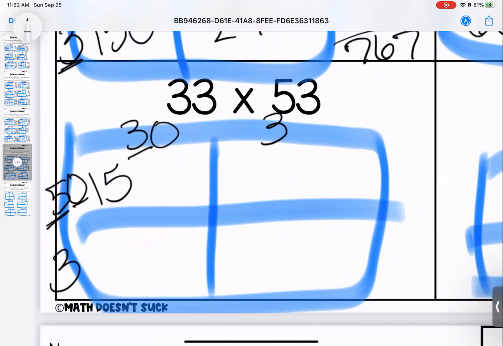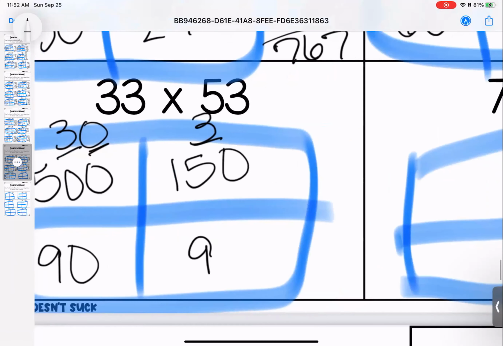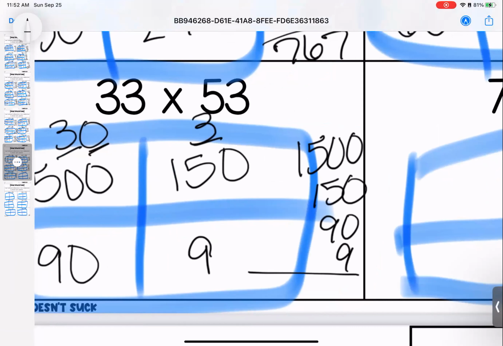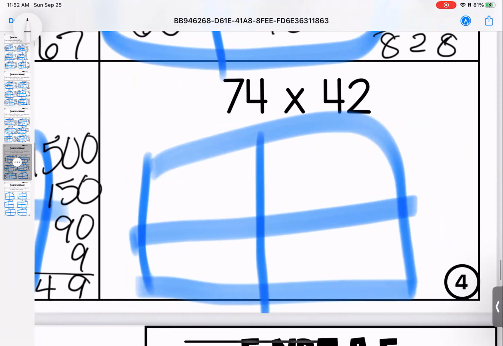5 times 3 is 15, add 2 zeros. 5 times 3 is 15, add 1 0. 3 times 3 is 9, I have a 0. 3 times 3 is 9. We stack, we add, and we get 1,749. Last one for page number 4.